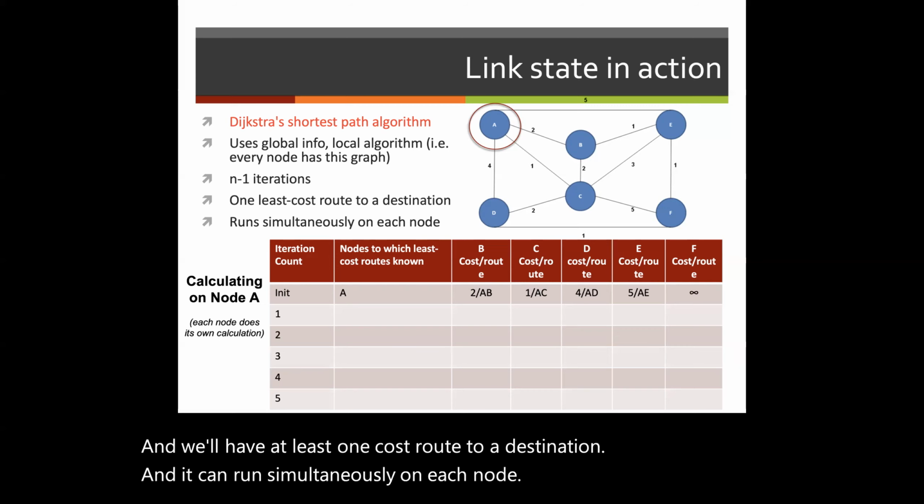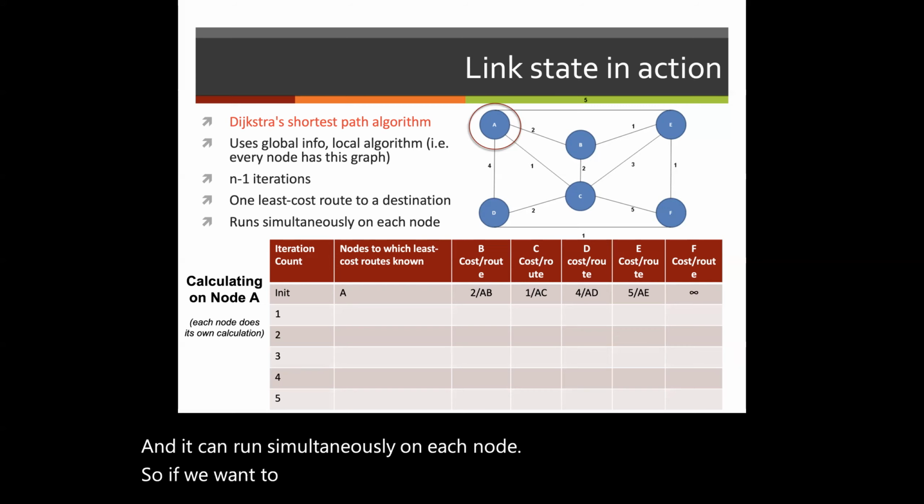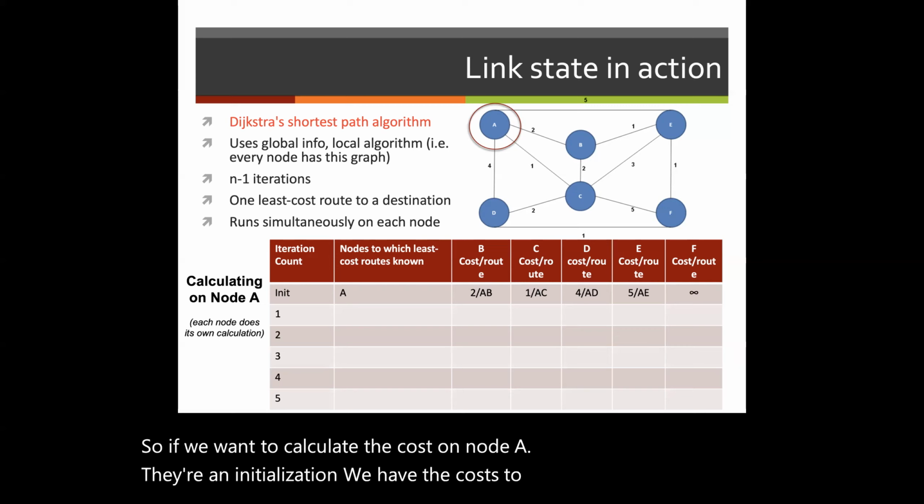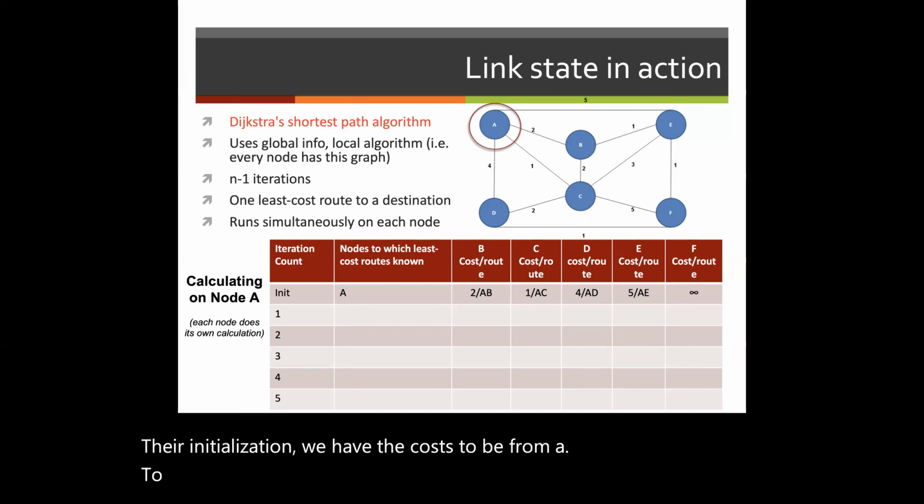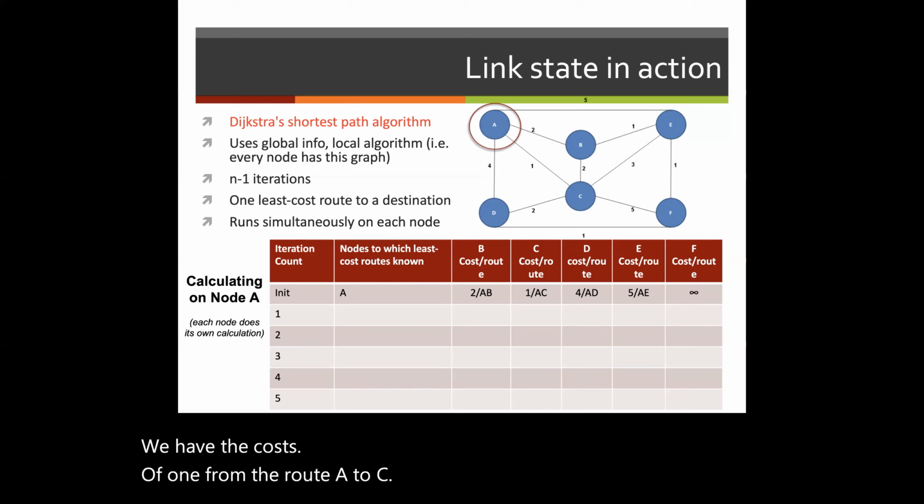So if we want to calculate the cost on node A, during initialization, we have the cost from A to B be 2. We have the cost of 1 from the route A to C. And then we have the cost of 4 from A to D, and a cost of 5 from A to E, and so forth.